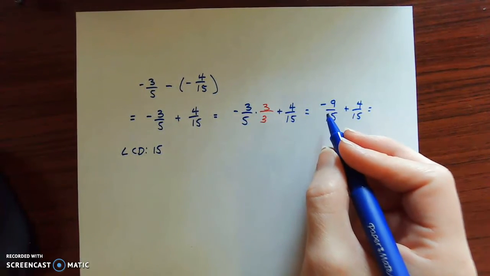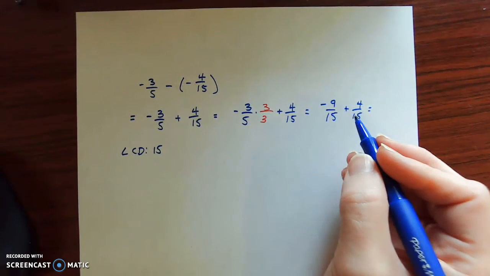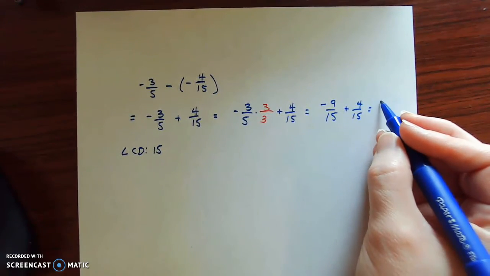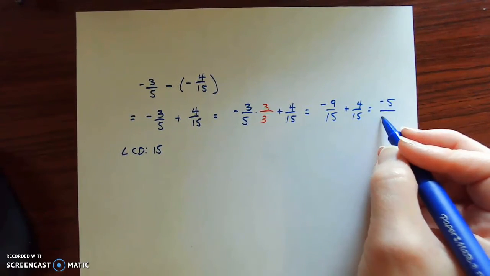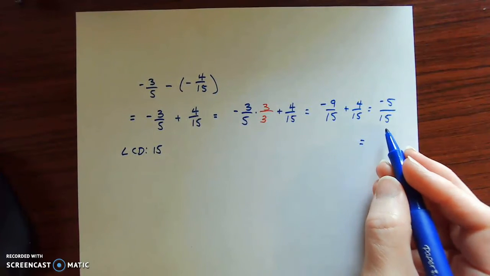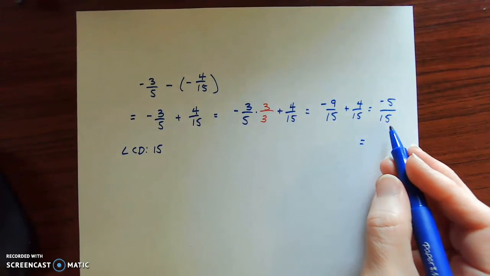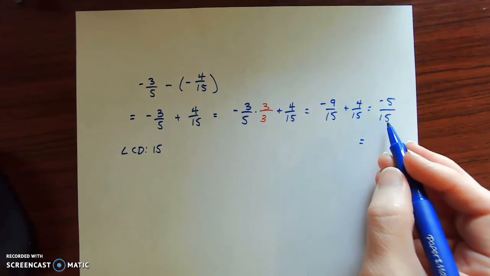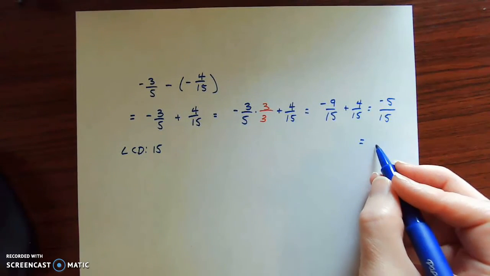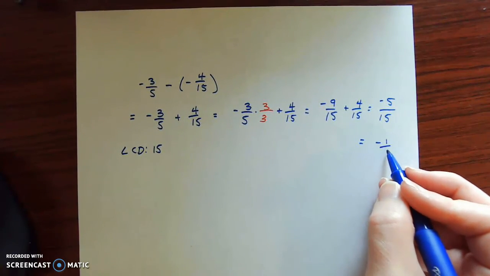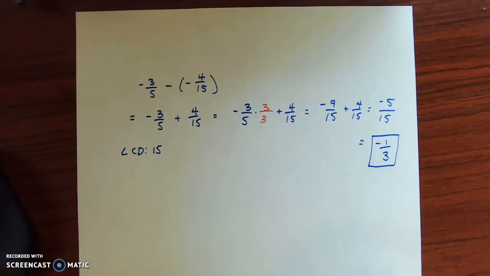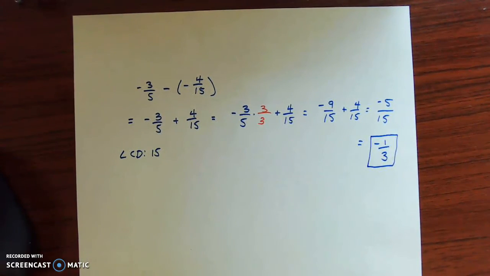-9 plus 4 gives us -5/15. Lastly, check to see if you can reduce. On this one, we can reduce. There's a common factor of 5 in the numerator and the denominator. So that's going to reduce to -1/3.